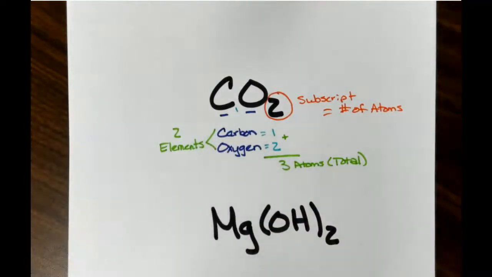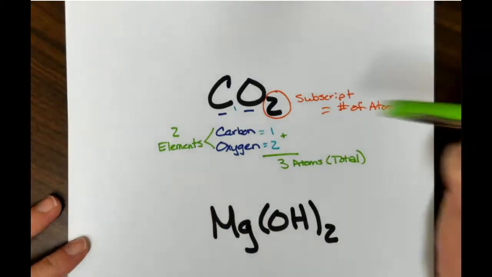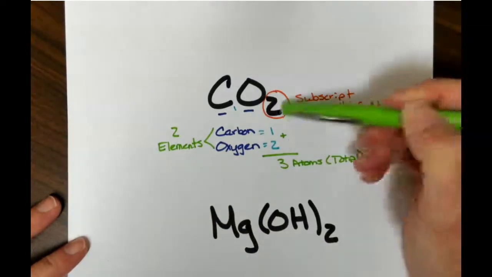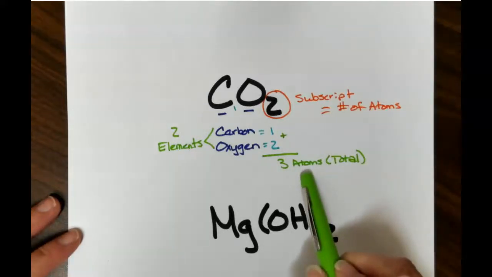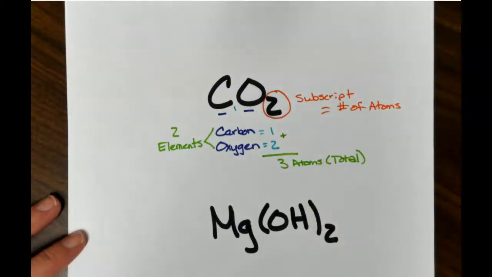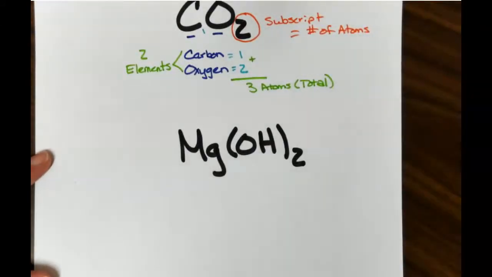So when we look at a chemical formula, you could be asked to identify the number of elements. You could be asked to identify the number of atoms of each individual element, or you could be asked to identify the total number of atoms. So please always read questions carefully as it relates to counting atoms. Now, our last scenario is a little bit more complicated. We're still going to go through the exact same steps, but now we have some parentheses to deal with.